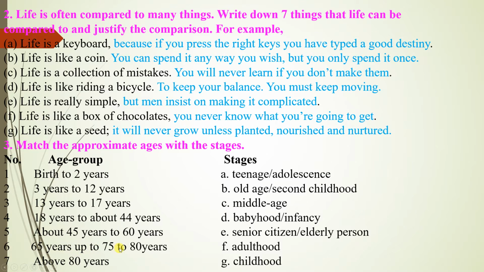65 years up to 75 to 80 years is senior citizen or elderly person, and above 80 years it is said to be old age, or it can be called a second childhood, because after 80 years generally people start behaving like small children.